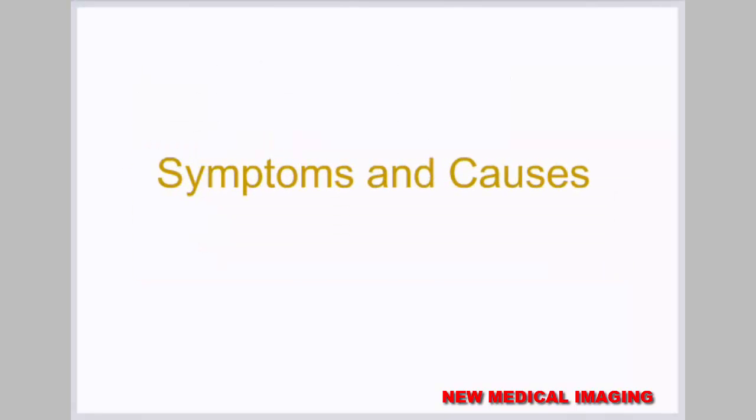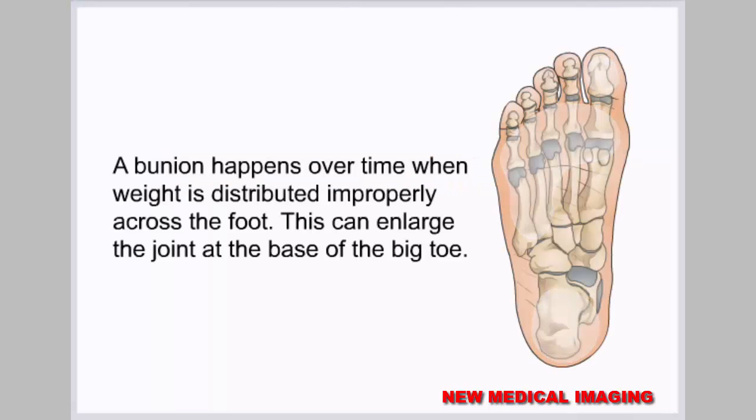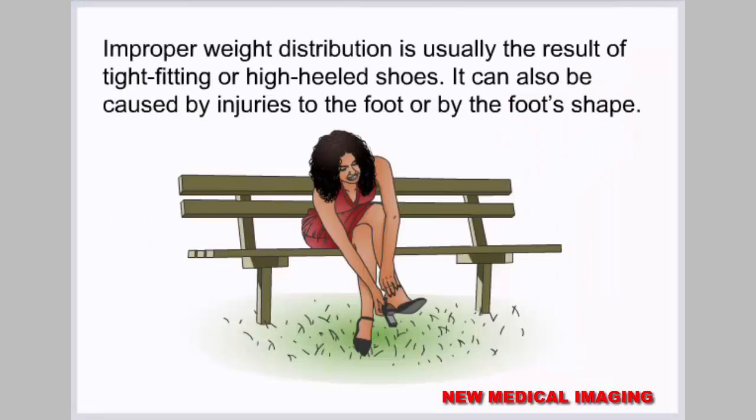Symptoms and causes. A bunion happens over time when weight is distributed improperly across the foot. This can enlarge the joint at the base of the big toe. Improper weight distribution is usually the result of tight-fitting or high-heeled shoes. It can also be caused by injuries to the foot or by the foot's shape.